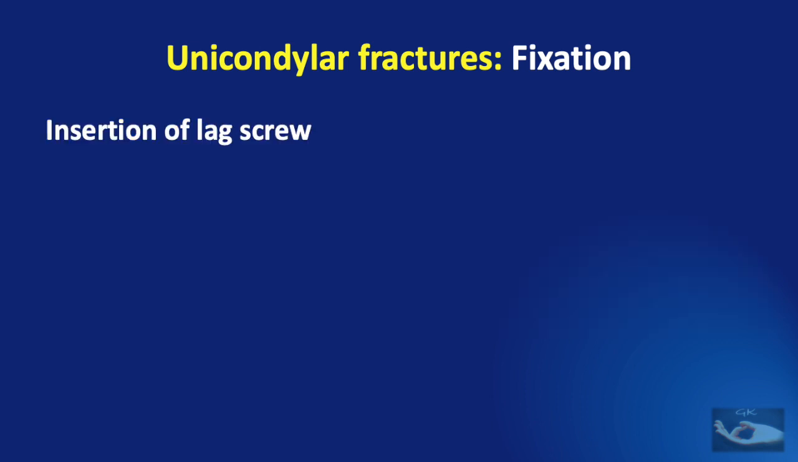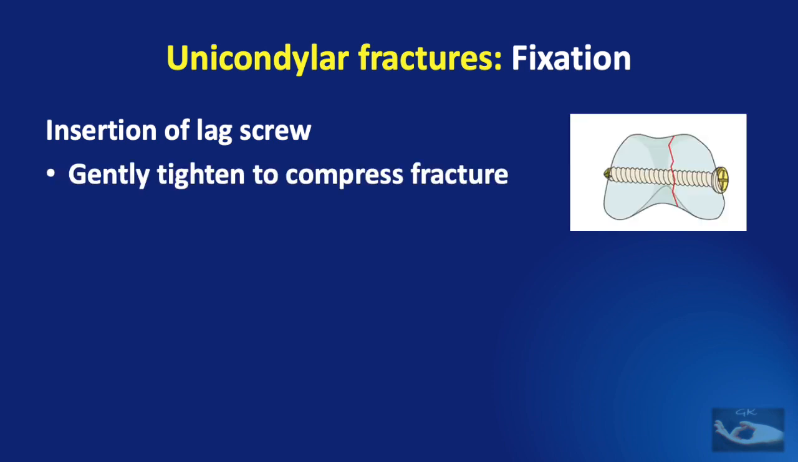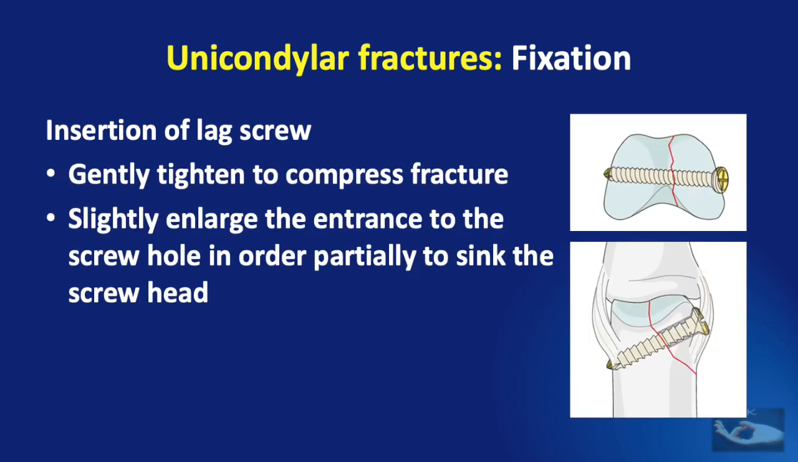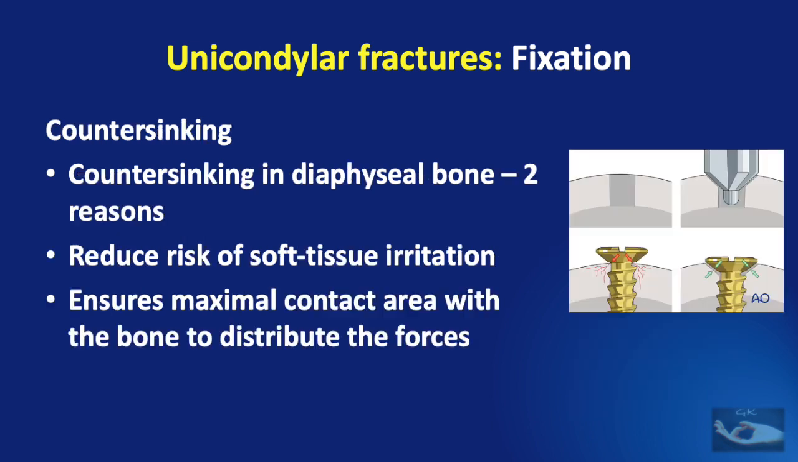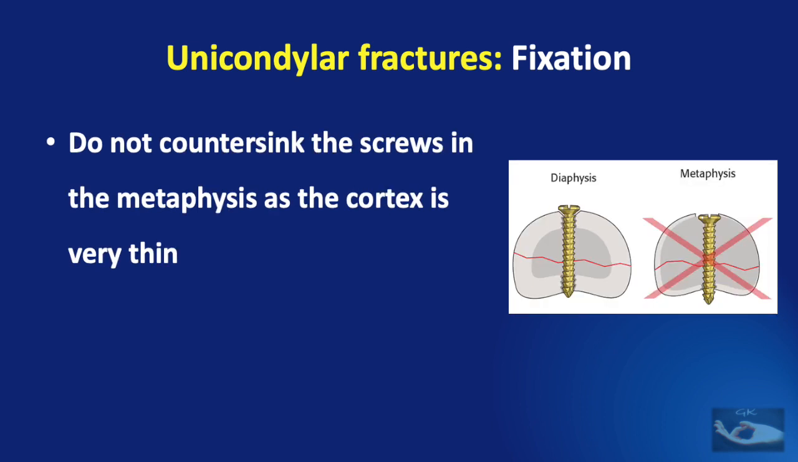opposite fragment. After the lag screw is inserted, we need to gently tighten to compress the fracture, and we also need to slightly enlarge the entrance to the screw hole to partially countersink the screw head. This countersinking in the diaphyseal bone is done for two reasons: to reduce the risk of soft tissue irritation and to ensure maximal contact area with the bone to distribute the forces. And this countersinking should not be done in the metaphyseal region as the cortex is very thin.